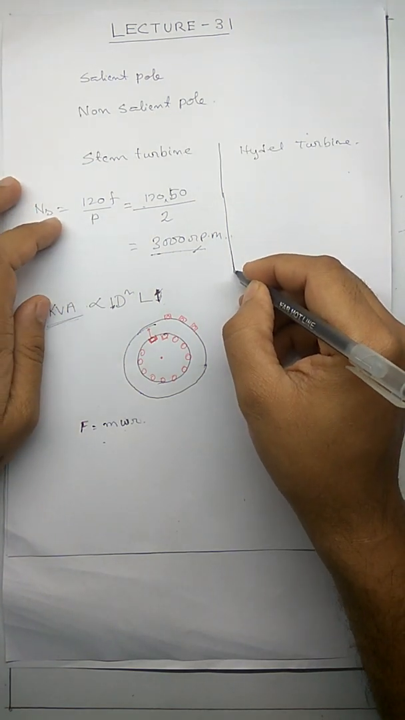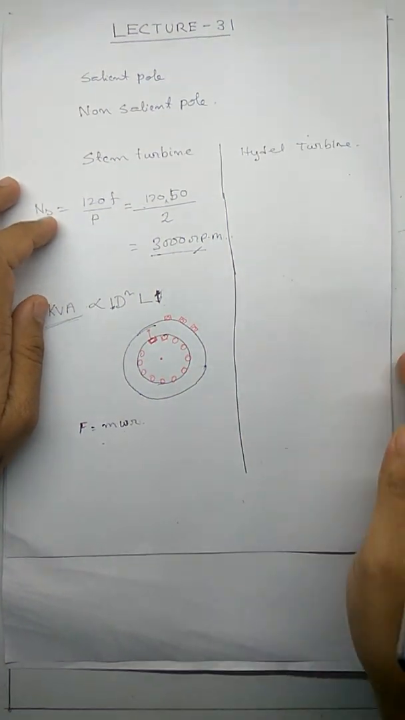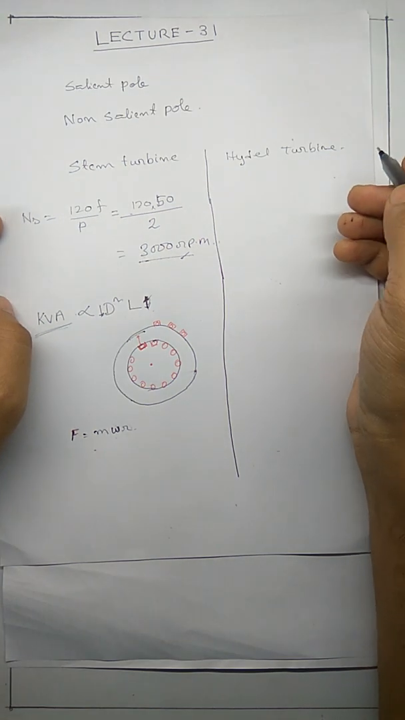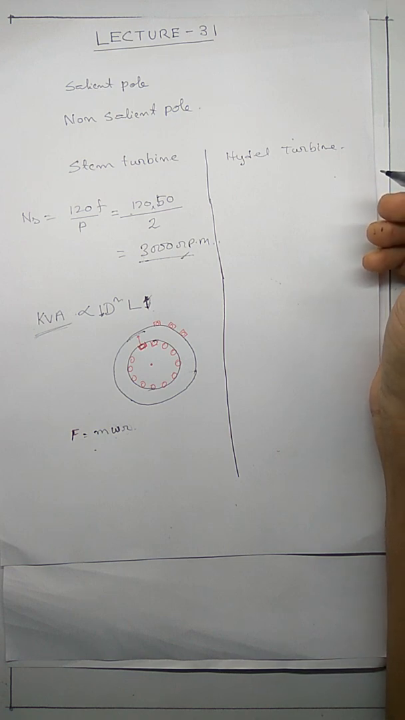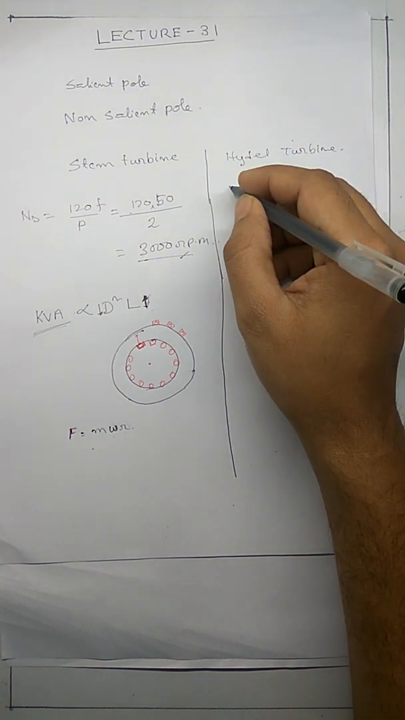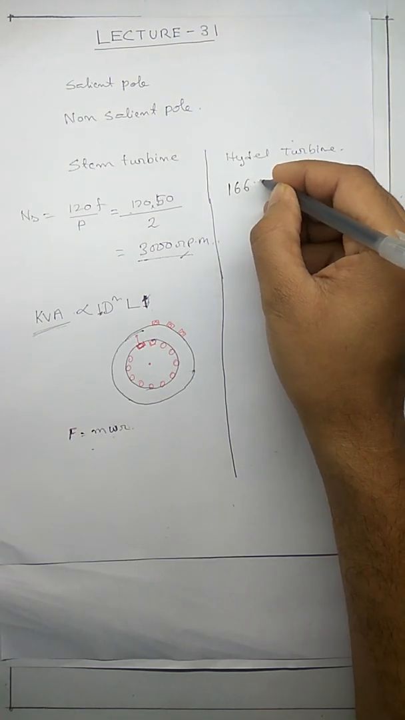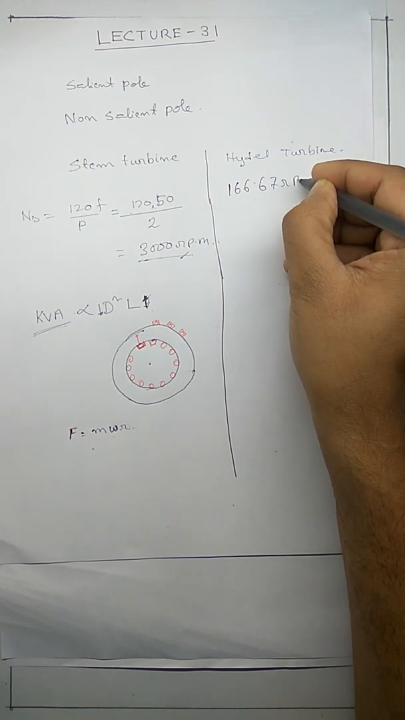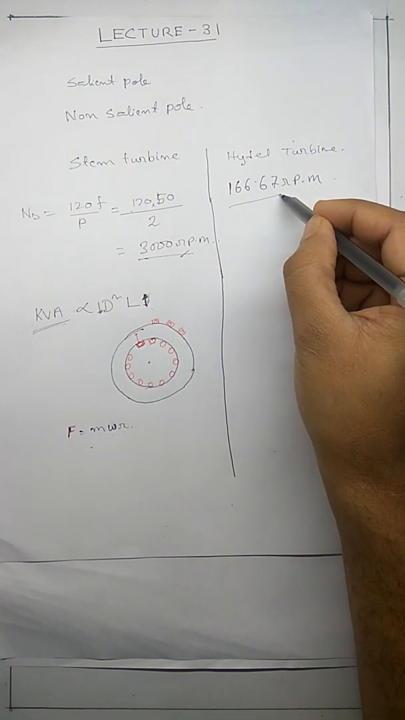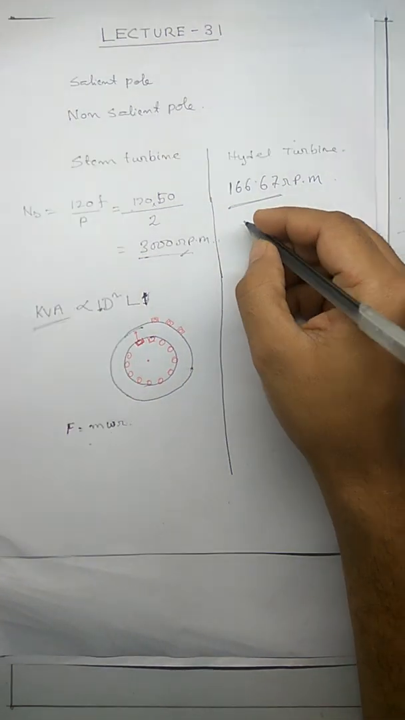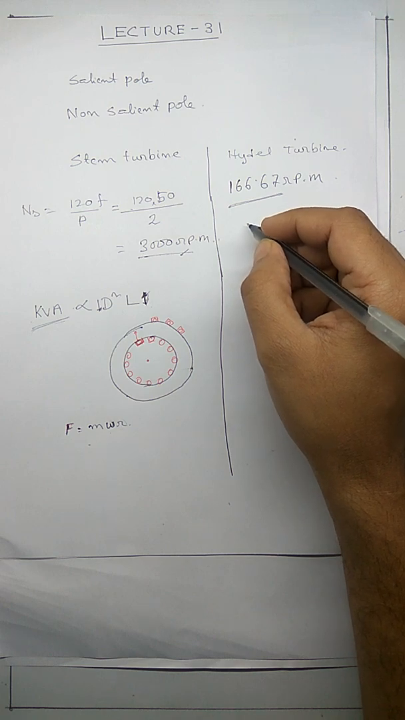Now let's come to hydel turbine. In a hydel turbine, the turbine rotates at a very low speed. How low? For example, the Bhakra Nangal Dam is a hydel power plant and it rotates at 166.67 rpm. Now, where does such a number come from? It means that the machine has 36 poles.